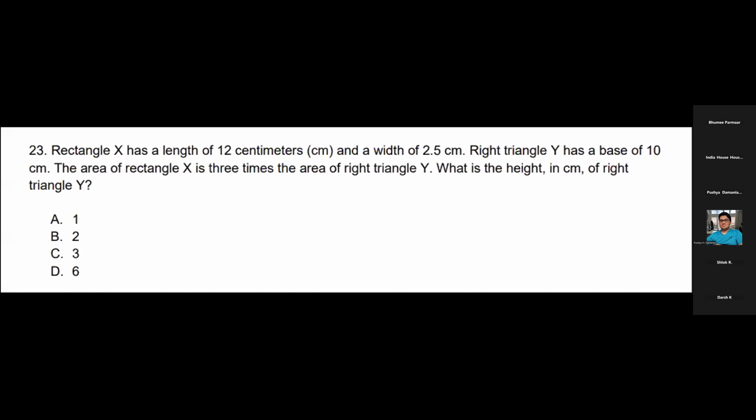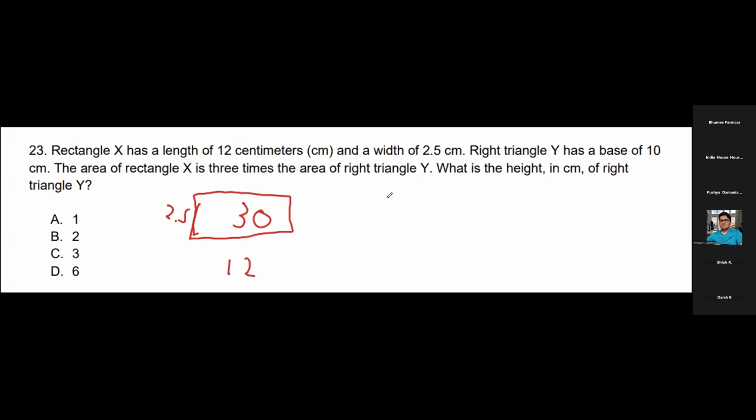Okay, so for question 23, we're told we have a rectangle and a triangle, and we're asked for areas. So first we have a rectangle. It's not a good rectangle, but it's a rectangle. It has a length of 12 and a width of 2.5. So the area of this would be just the length times the width, which is 12 times 2.5, which is 30. So the area of this is 30.